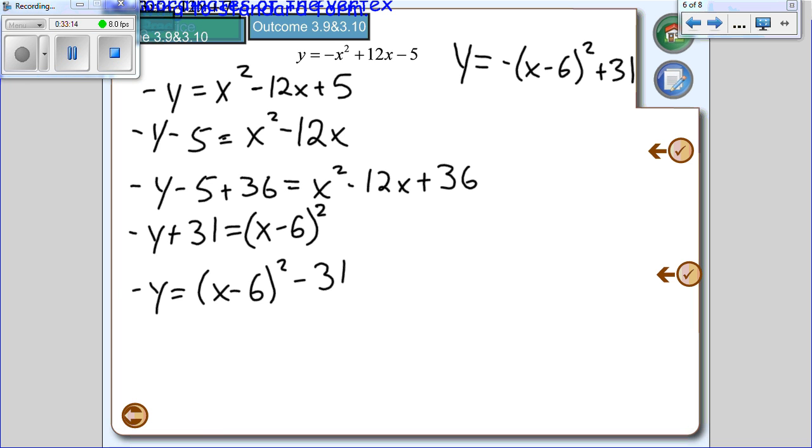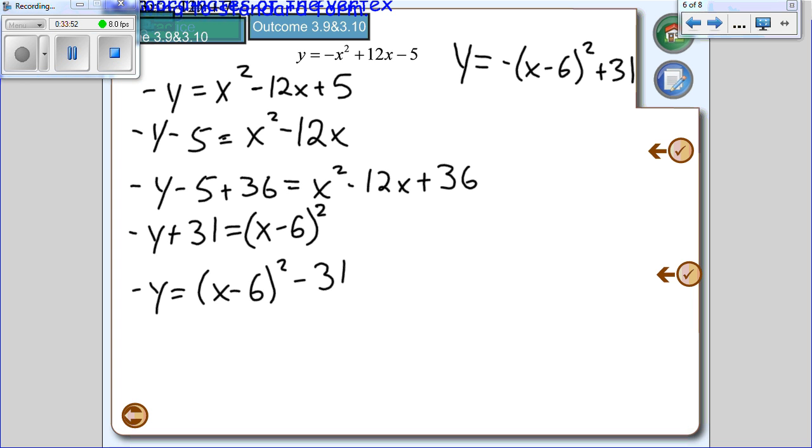True or false: your graph has been translated 6 units to the left. Put your head down, everyone put your head down. The graph has been translated 6 units to the left. Put your hand up if you think that's true. Put your hand up if you think it's false. Put your hand up if you don't have a clue. Okay, you guys did pretty good.